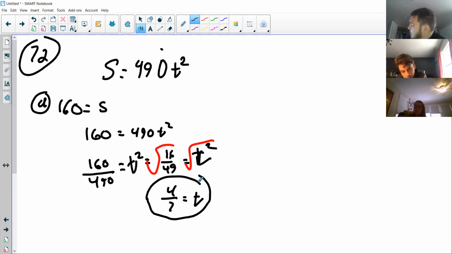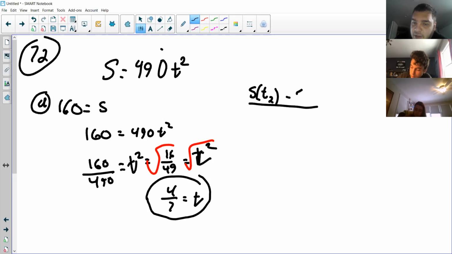Now, the second part says, what is the average velocity? So to find the average velocity, if it was a physics problem, you would think of it as your final minus your initial over your final time minus your initial time. In mathematics, we write it like your S of your final time, we'll call that T sub 2, minus S of your initial time, T sub 1, over your final time minus your initial time.